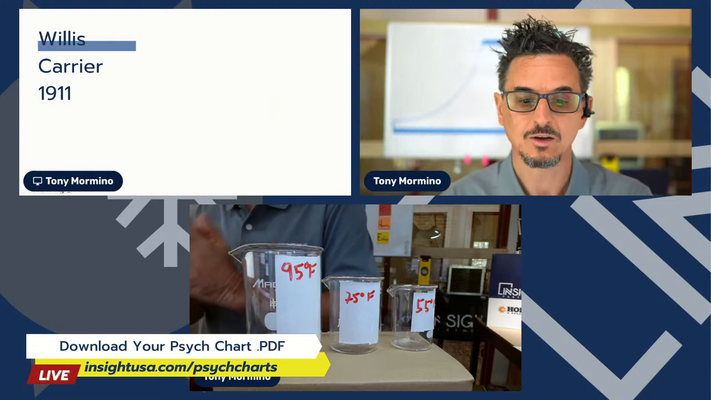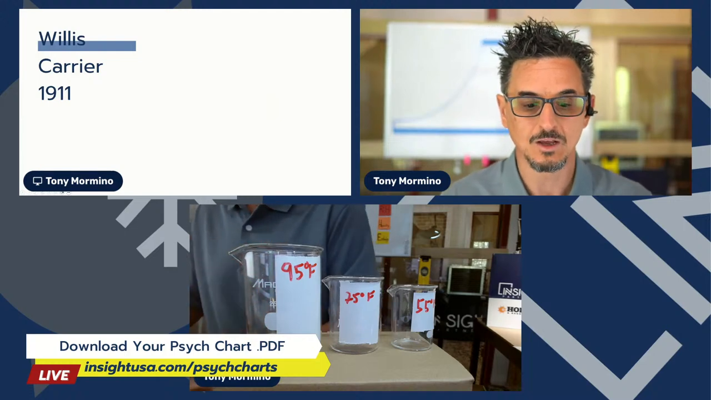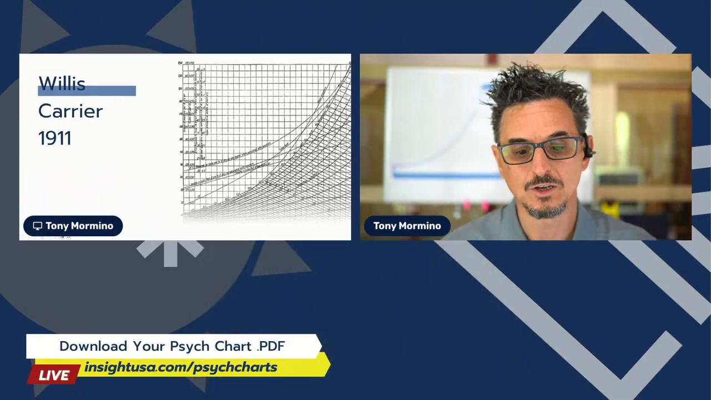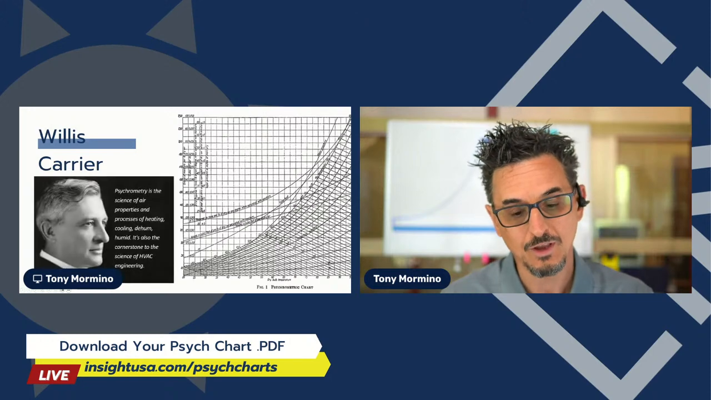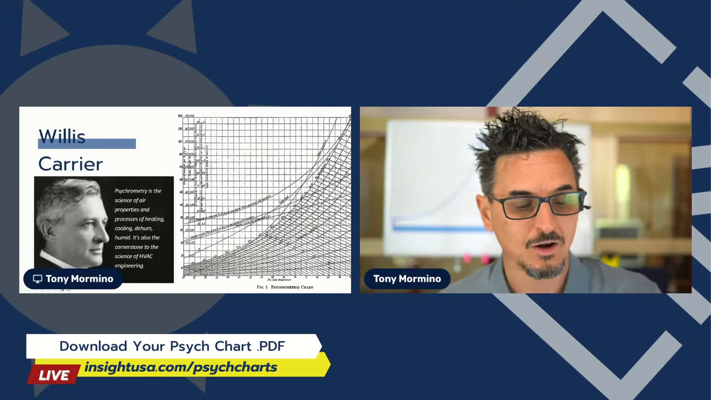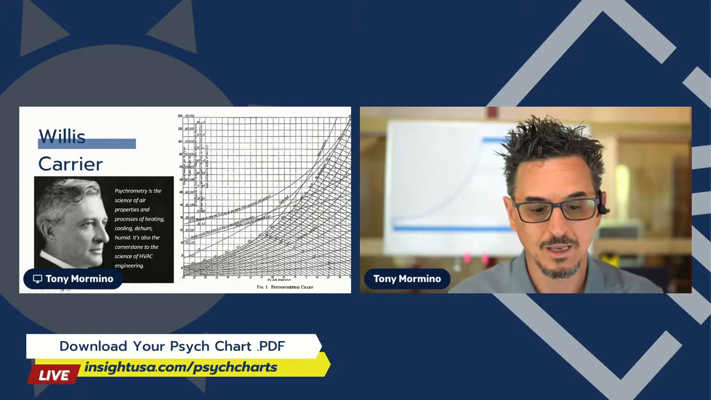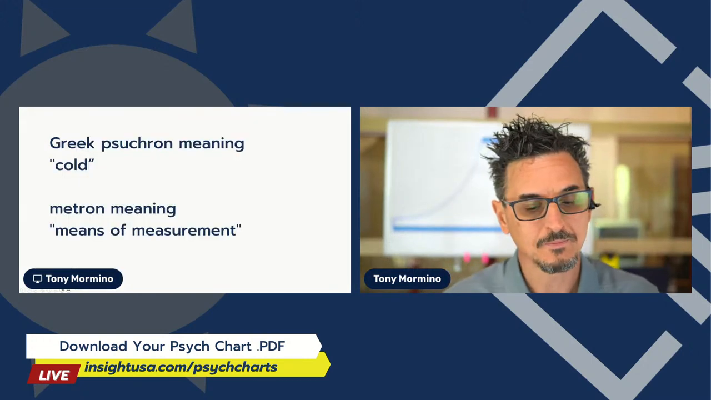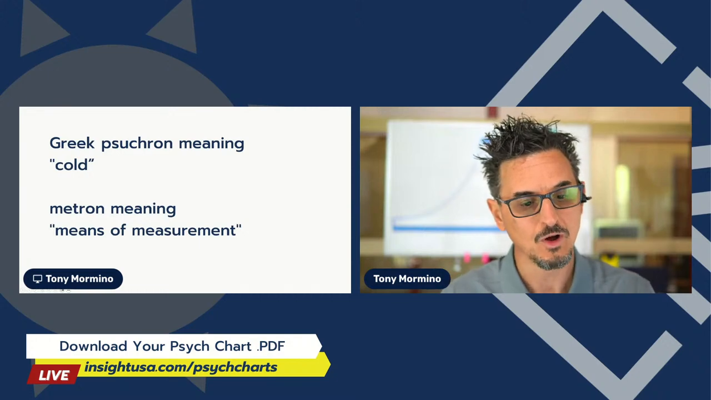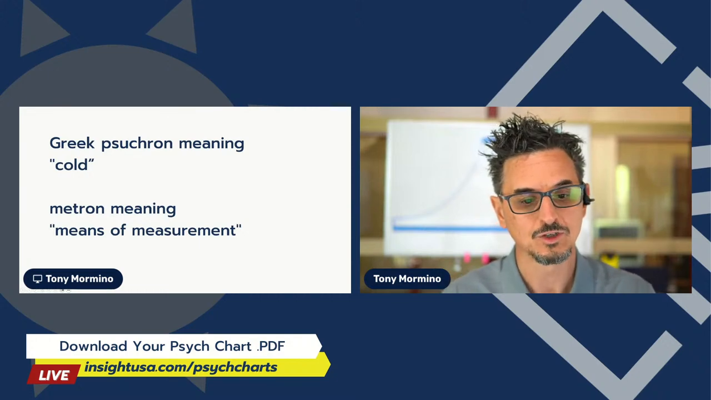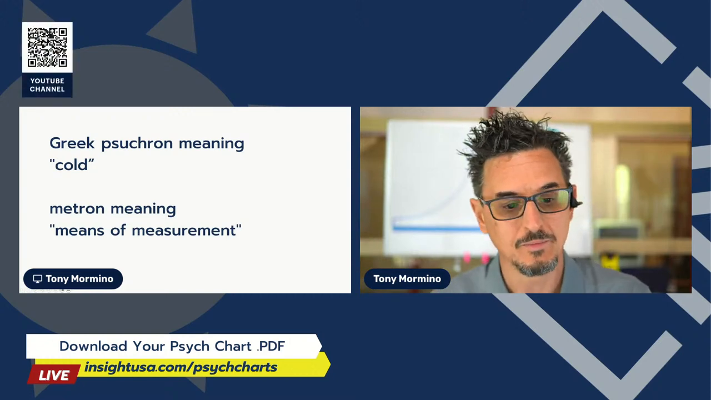So anyway, psychrometrics, again, is the science of air properties and processes of heating, cooling, dehumidification, and humidification. It is also the cornerstone science of HVAC engineering, and the chart creation is credited to Willis Carrier in 1911.